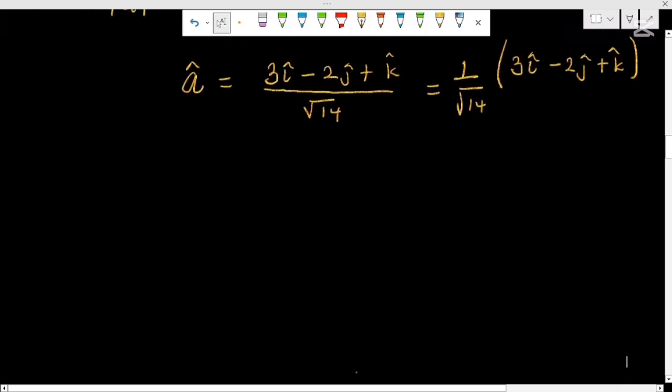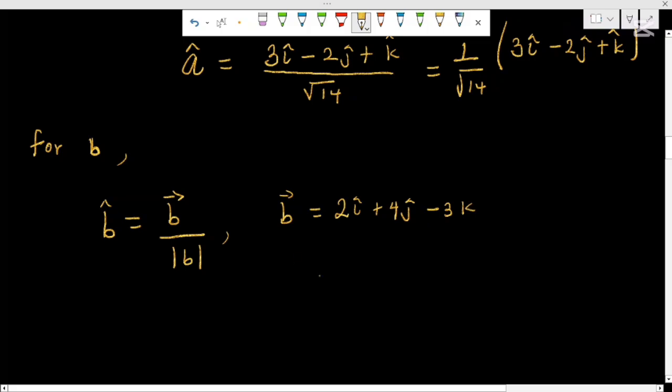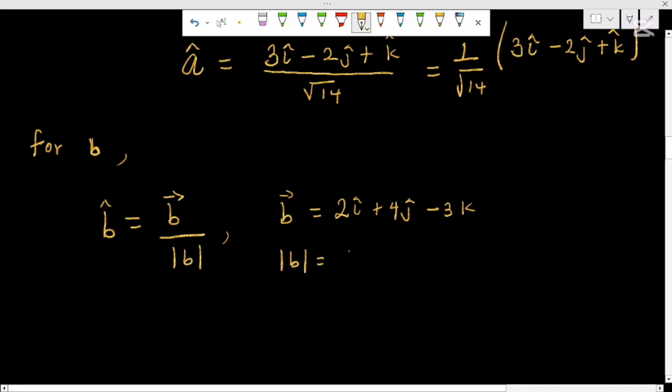So our unit vector for B. Our unit vector is given by B hat equals our vector B over the magnitude of B. If you remember, our vector B is equal to 2I plus 4J minus 3K, right? And if you remember, we already have the magnitude of B, right? So our magnitude of B is the square root of 29, right?